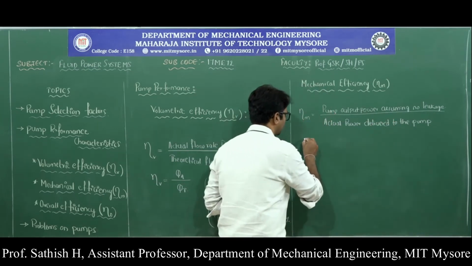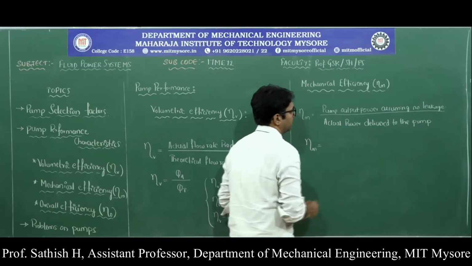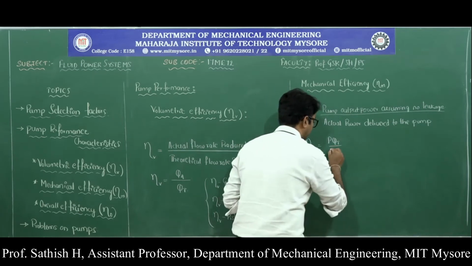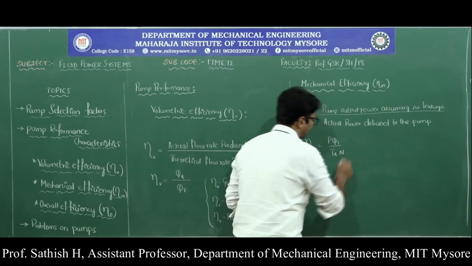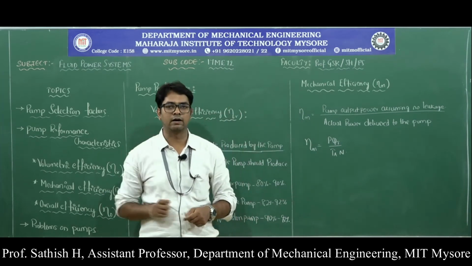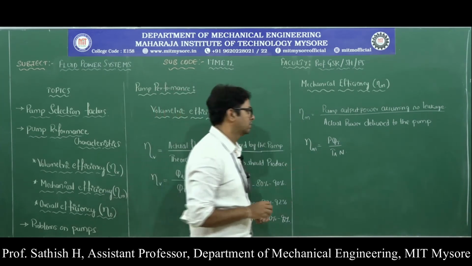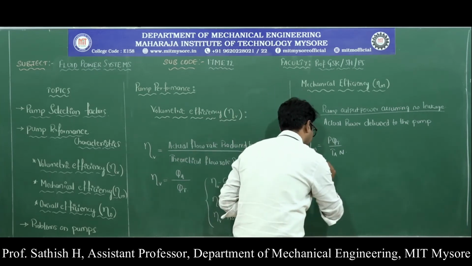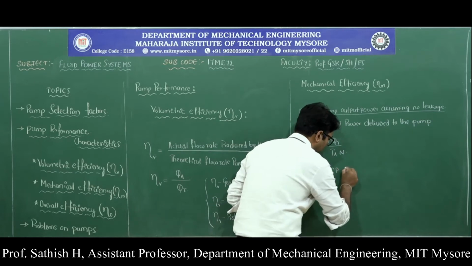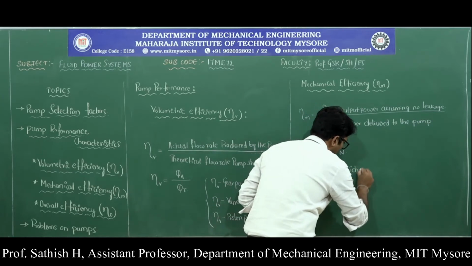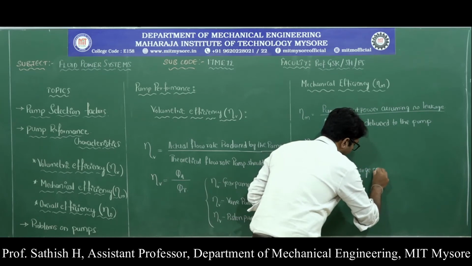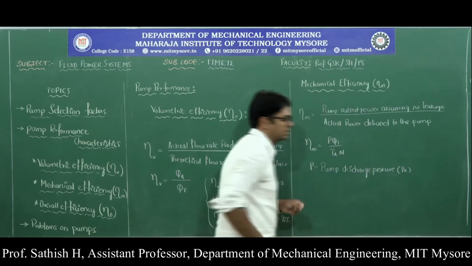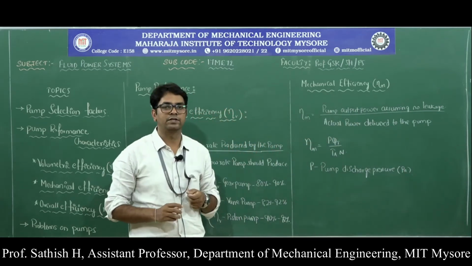That is written as nu m is equal to P times Qt, that is the theoretical flow rate, divided by TA into N. Let us look at what these different parameters involved in this formula are. P is the pump discharge pressure, that is normally given in terms of pascals, which is the unit for pump discharge pressure.